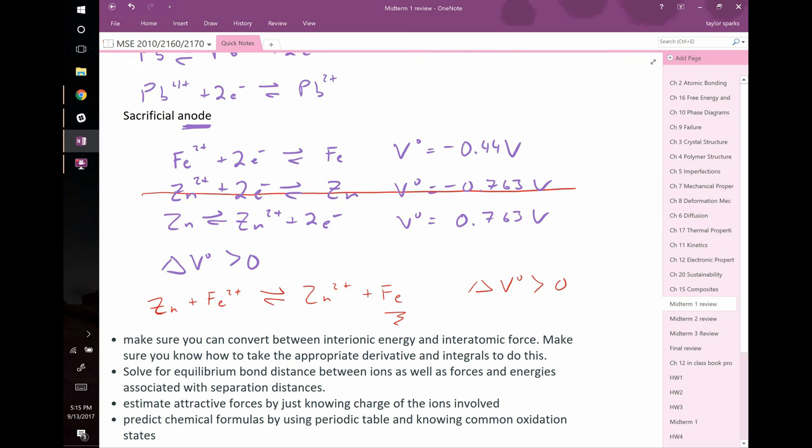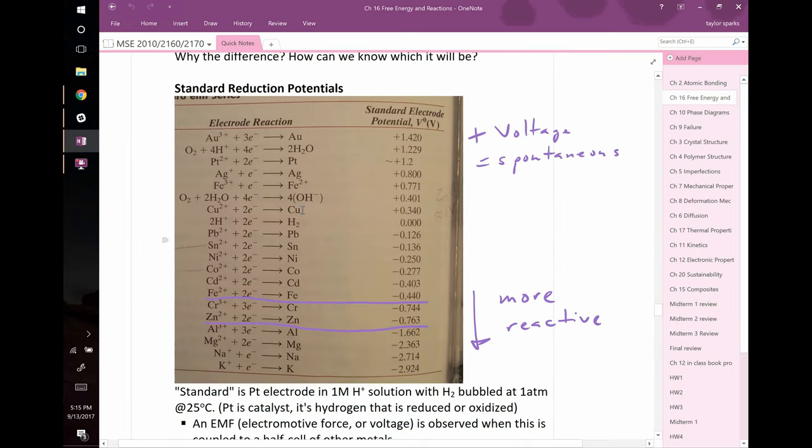I've done this in the past on exams. What if I gave you a standard reduction potential table, right? But instead of as a reduction table, I gave you an oxidation potential, which means for every one of these things, I just flipped them. I said potassium yields potassium ions plus electrons. Now it's a positive voltage. So I gave you the exact same table. It's just flipped as an oxidation, right?